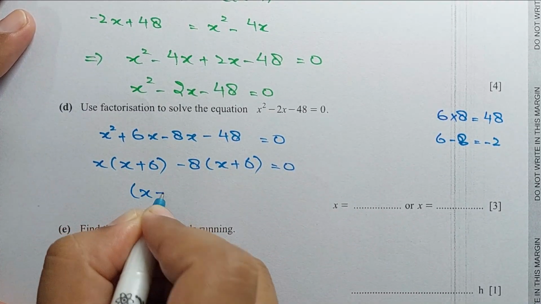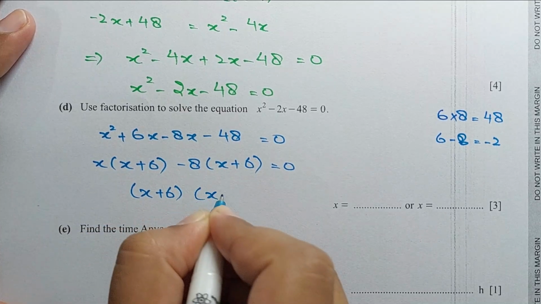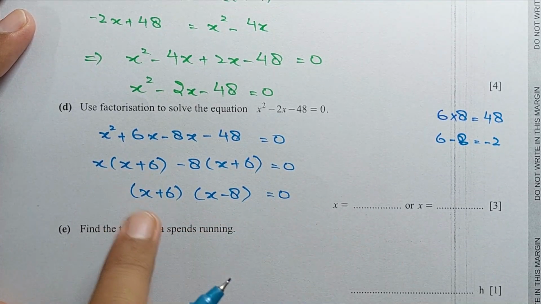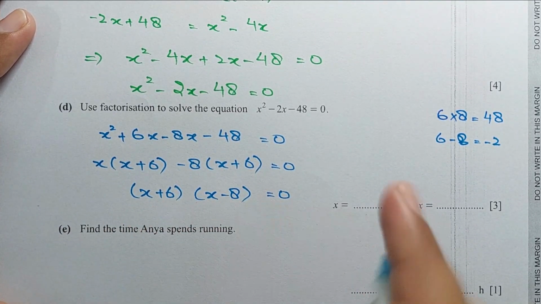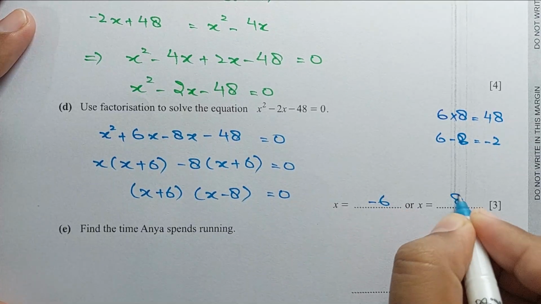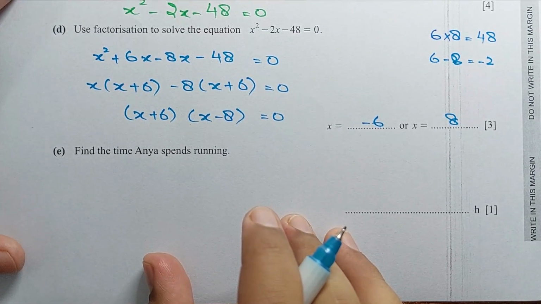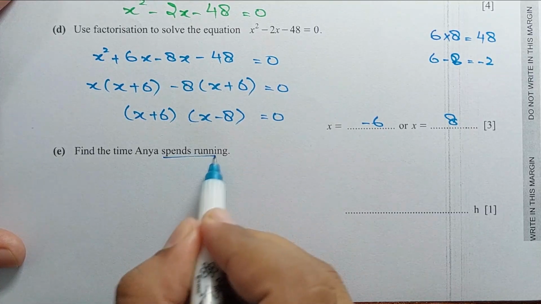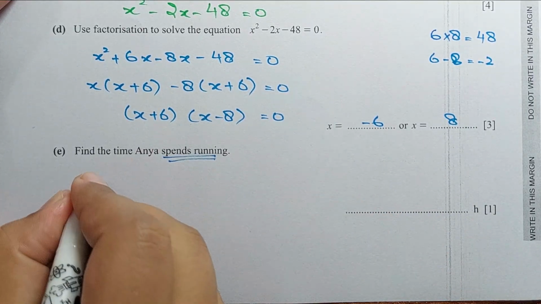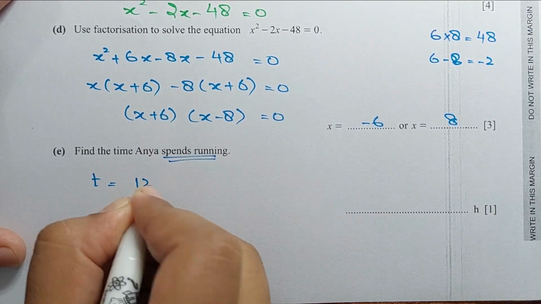So the two factors are x plus 6 and x minus 8 equals 0. So the x values are minus 6 and plus 8. Minus 6 and 8, these are the two values for x. Part E, find the time Anya spent running. So the time she spent running is 12 over x.